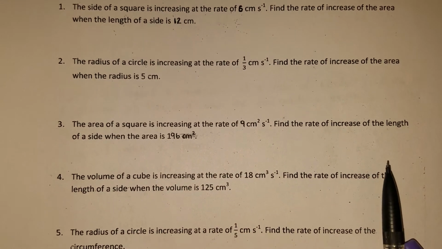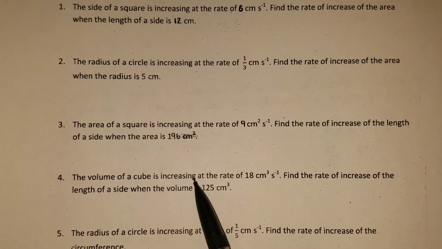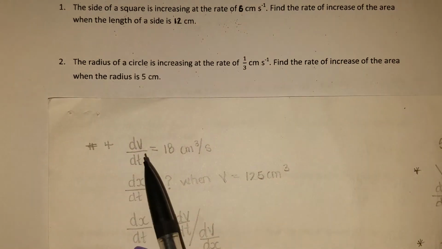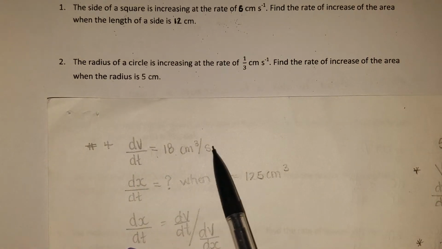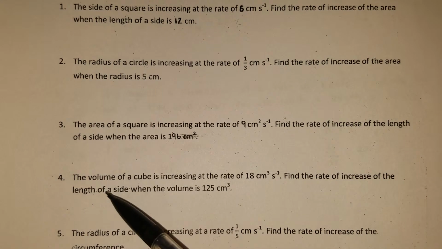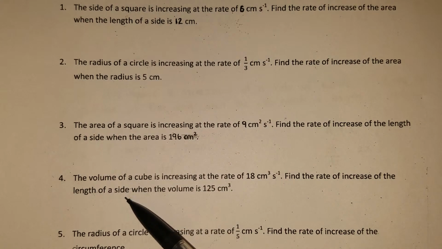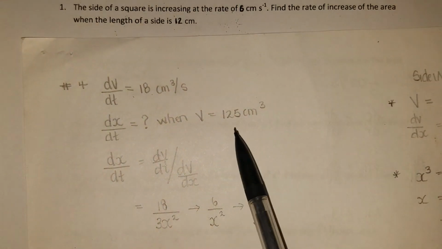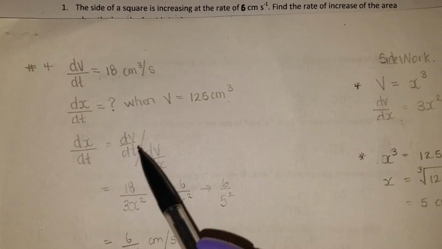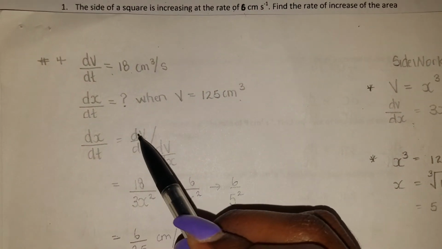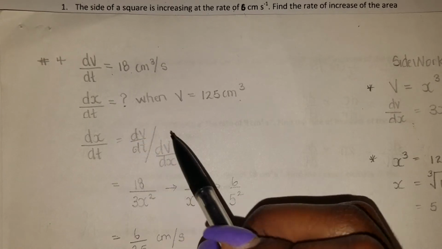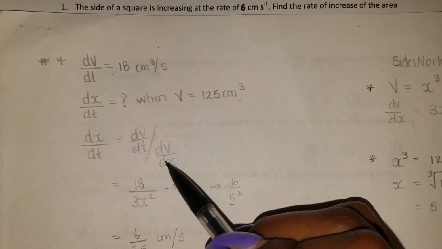So number 4 says, the volume of a cube is increasing at a rate of 18 cm cubed per second. So that is dV/dt equals 18 cm cubed per second. Find the rate of increase of the length of a side. So we're finding dx/dt when the volume is 125 cm cubed. To find dx/dt, we transpose and we get it to be dV/dt divided by dV/dx. Now we were given the dV/dt to be 18, so we need to now find dV/dx.